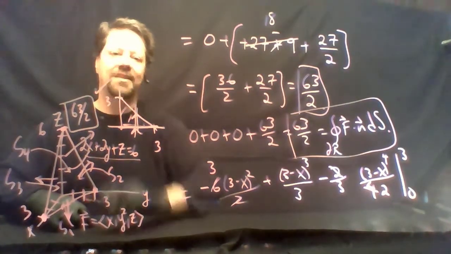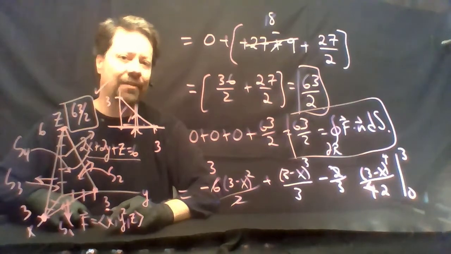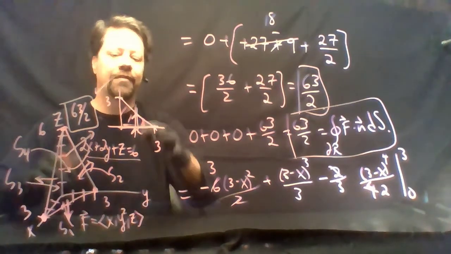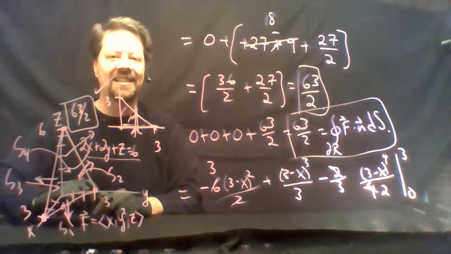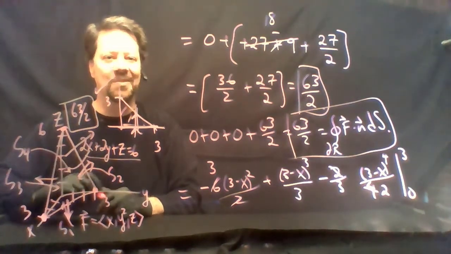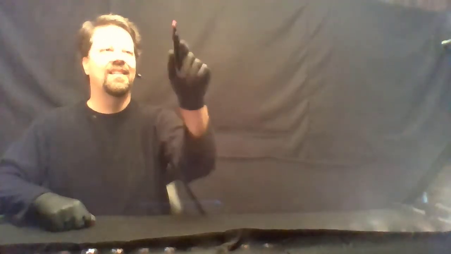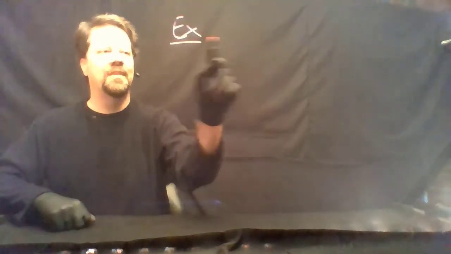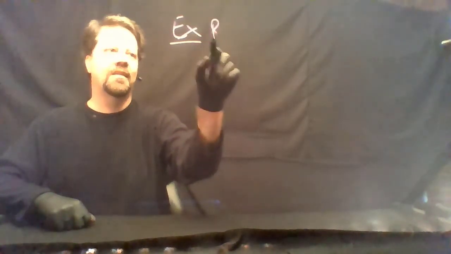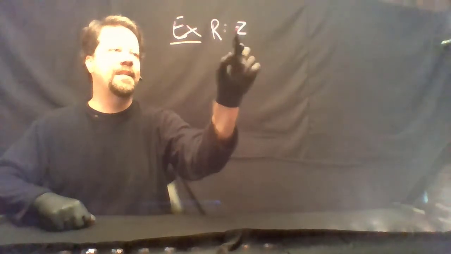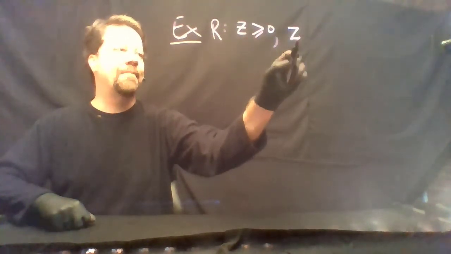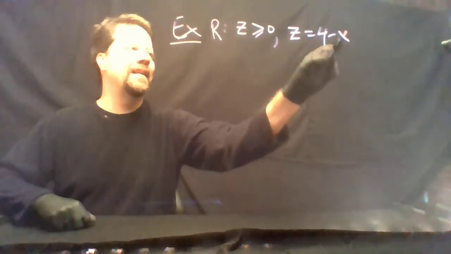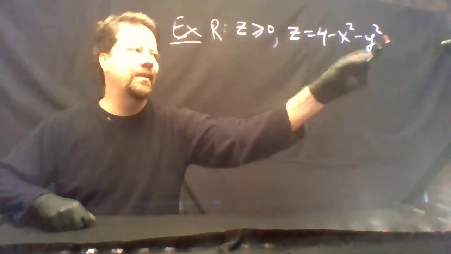Since that matched the integral that we obtained by integrating the divergence over the entire region, the solid region, we have verified the divergence theorem in this one case. In our next example, let's suppose that R is described by z bigger than or equal to 0, and we're capped by z equals 4 minus x squared minus y squared.